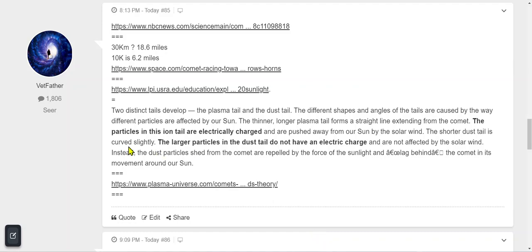I put down that the particles in the ion tails are electrically charged. The larger particles in the dust tail do not have electrical charge, but since you've got a bigger mass now, that might explain why we had all those events every time it gets close to the planet. Now, if you're thinking that he's just putting this together today, trying to educate himself real quick, no. I'll show you why.